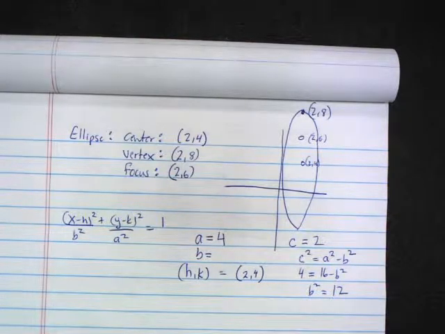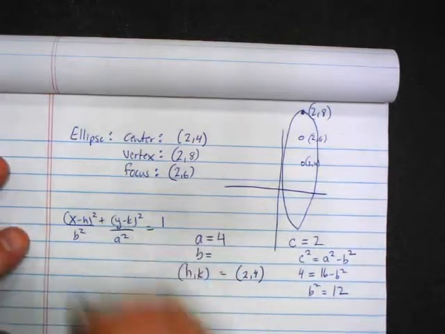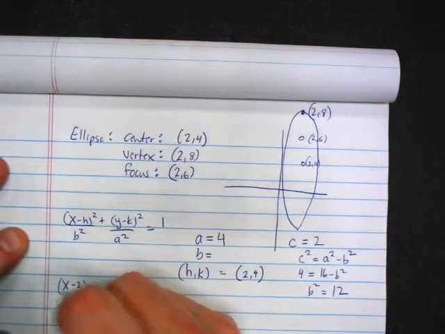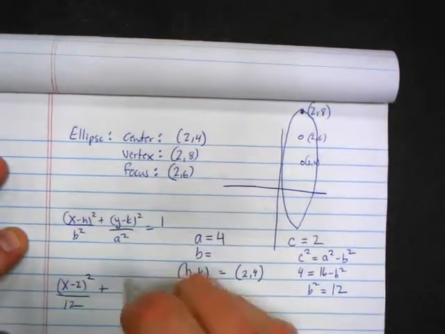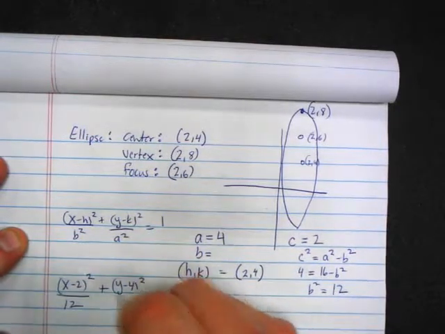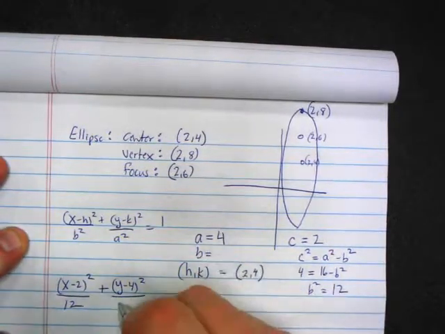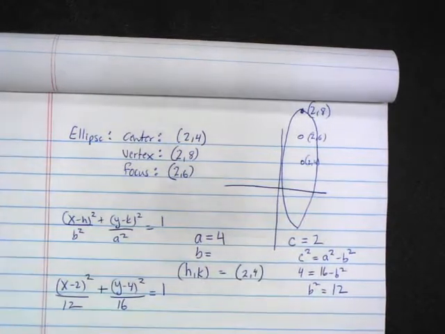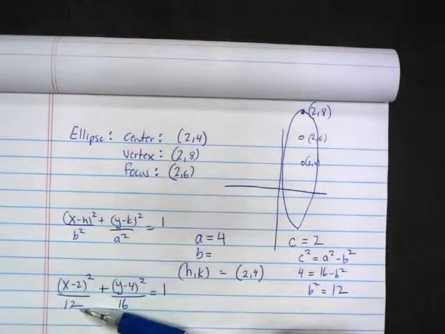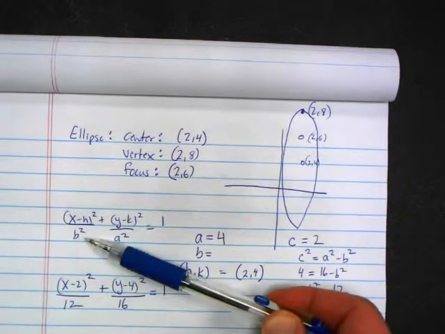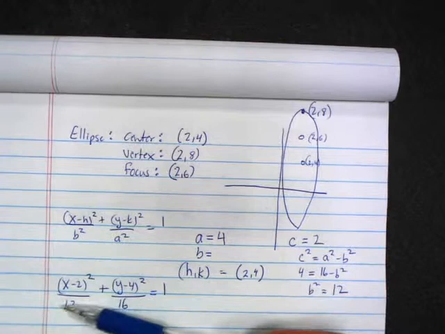Here's my answer. My answer is x minus 2 squared over 12 plus y minus 4 squared over 16 equals 1. People will usually ask me, how come you didn't write b equals the square root of 12? Well, I really don't need b, I really need b squared, so I might as well just leave it that way. B squared is the number I really need, so I'll leave it as b squared equals 12 and plug it in right there.